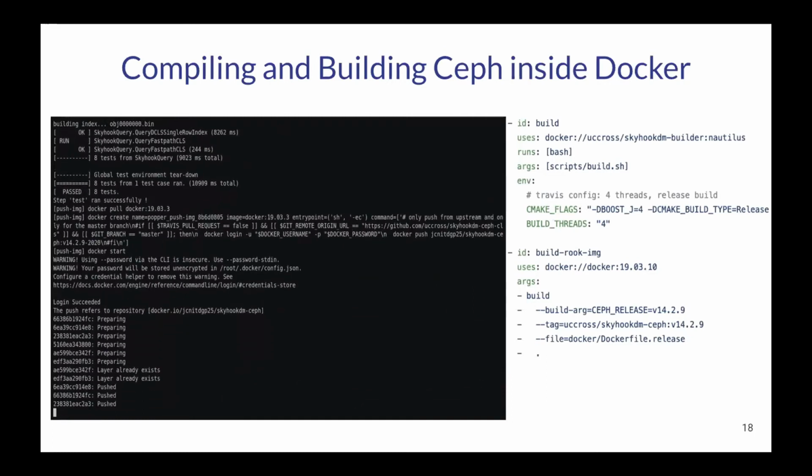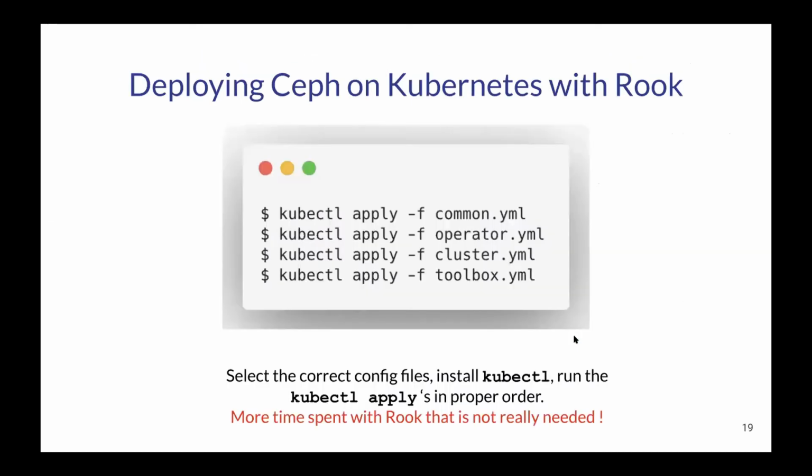So that can be called by Rook for deploying in a Kubernetes cluster. So you can see the workflow here. It first builds Ceph and then packs it into a Docker image. So after you have built Ceph inside Docker and created a Docker image for it, the next step is deploying the cluster using Rook.